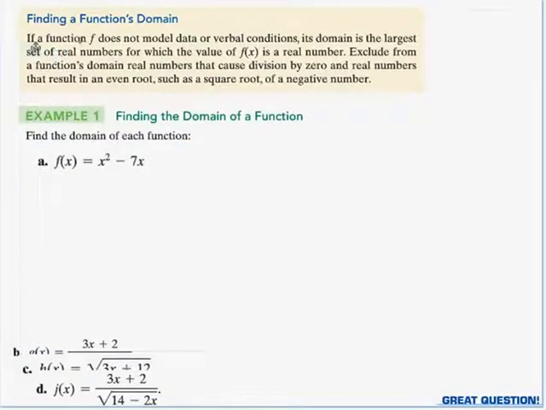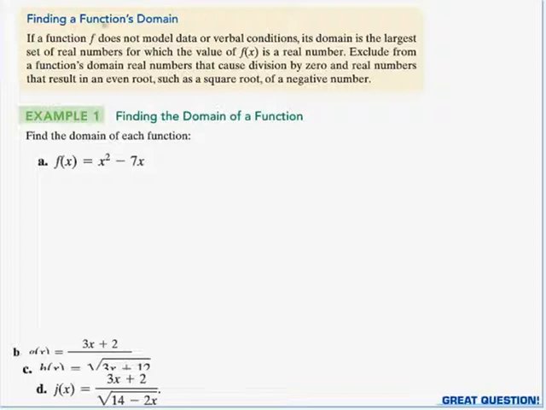So, if a function f does not model data or verbal conditions, its domain is the largest set of real numbers for which the value of f of x is a real number. Exclude from a function's domain real numbers that cause division by zero and real numbers that result in an even root, such as a square root of a negative number.